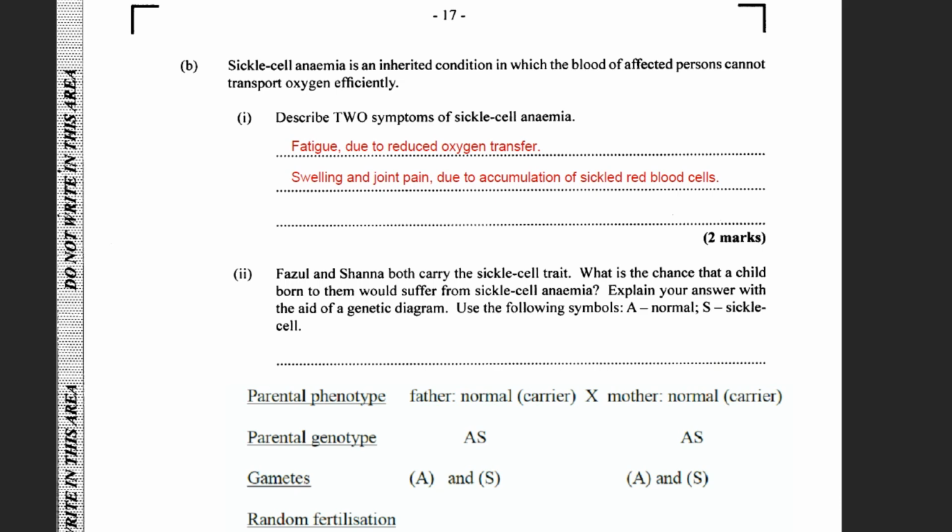Alright, so here we have a kind of repeat of the question, so I'll just go through it quickly. Sickle cell anemia is an inherited condition in which the blood of affected persons cannot transport oxygen efficiently. Two symptoms explained already: fatigue due to reduced oxygen transfer because you have abnormal hemoglobin, and also the accumulation of those sickle cells because they can't flow as easily as the biconcave normal red blood cells. So you're going to get edema, which is just swelling, and joint pain due to the accumulation of sickle red blood cells in the extremities, like the capillaries there.